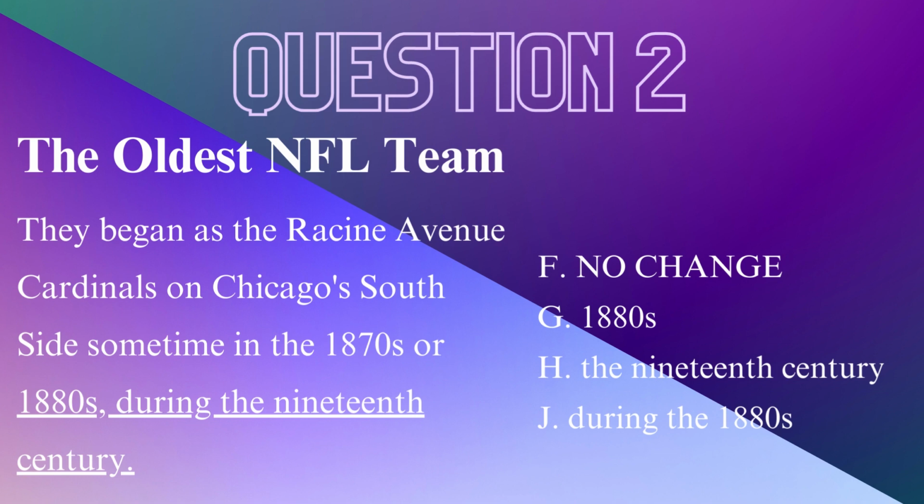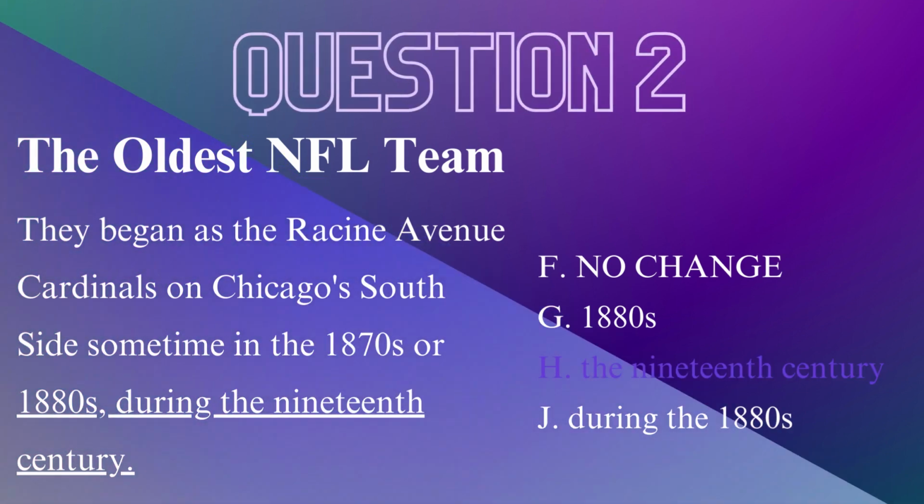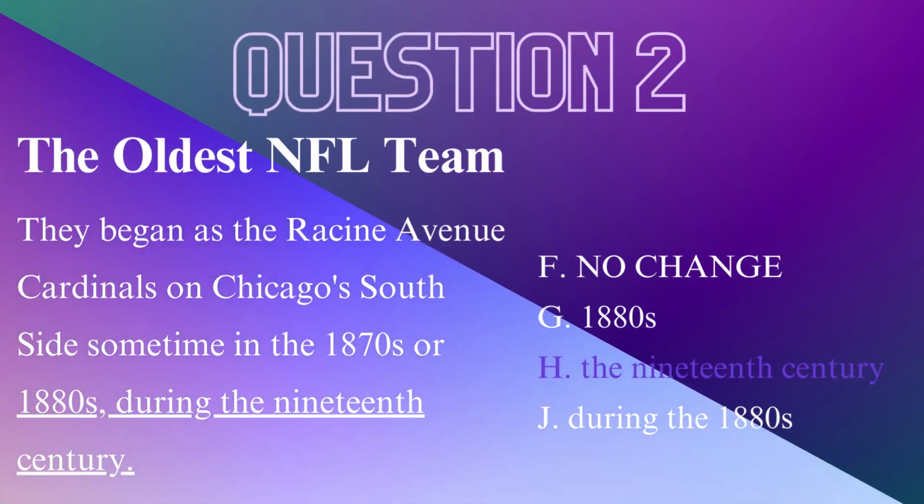Okay, so look at choice H for a second. If I were to replace the underlined portion with the 19th century, the sentence would say that they began sometime in the 1870s or the 19th century. Now think about that. That doesn't make any sense, or it means that they would have to be different, right? And the 1870s, like anything in the 1800s, that is the 19th century. So I know immediately that I can eliminate choice H because that just doesn't make any sense.